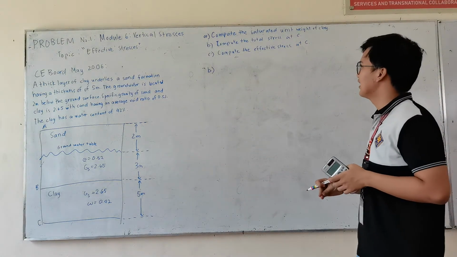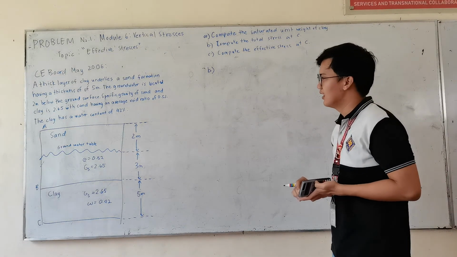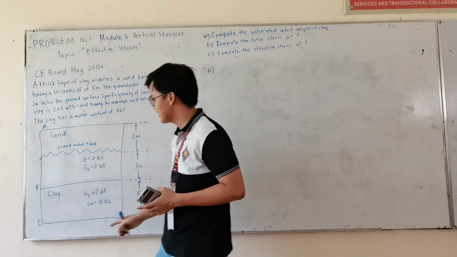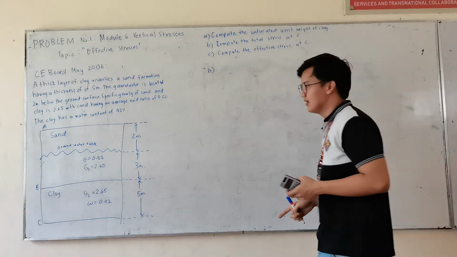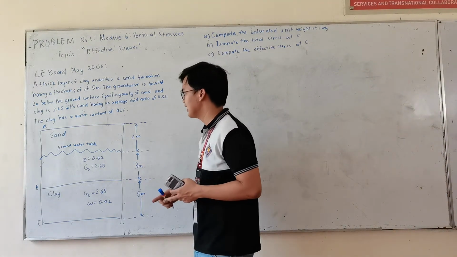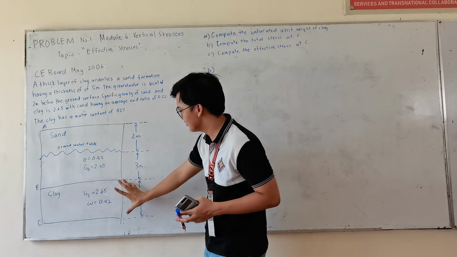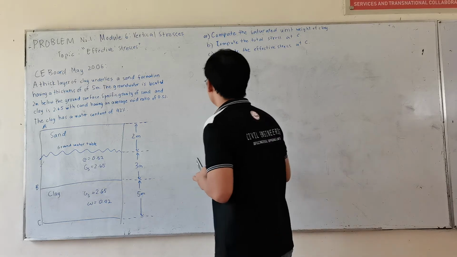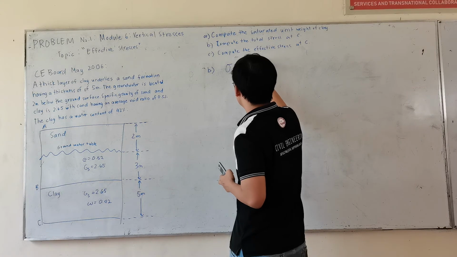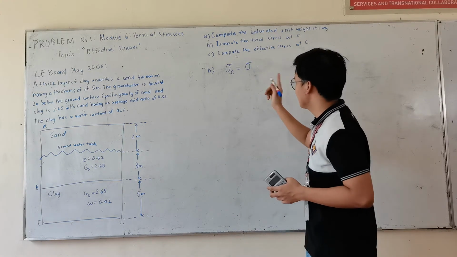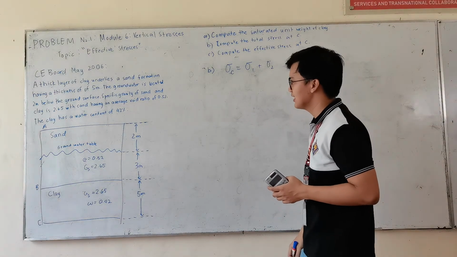So, ang sunod po is yung sa letter B, compute the total stress at C. So, pinapahanap po sa atin ang total stress sa C. So, take note na iba po ang total stress sa effective stress. So, ang gagawin po natin is i-add po natin ang stress dito sa unang layer na ito, pati i-add natin yung stress dito sa layer na ito. So, let's say na ang total stress sa C is equals to ang total stress sa layer 1 plus total stress sa layer 2.